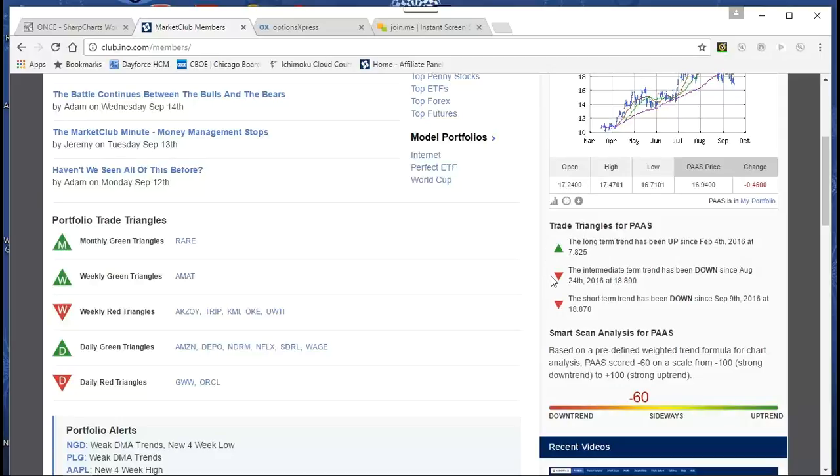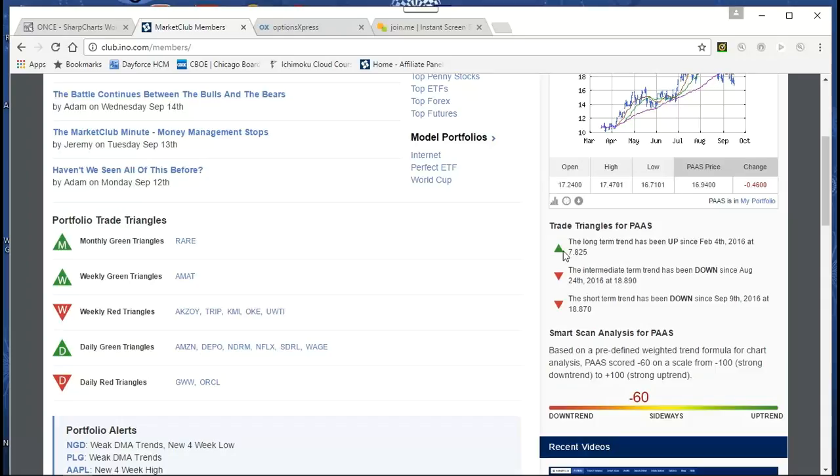So if people got into this stock back in February and bought it at around $7.82, and they stayed in it up until September, and then they got a sell signal, it probably would be wise for them to stay in if they were in it that long, because they got it at $7.82, and now it's at $18.87. So they're not really losing any money. As long as they have that long-term monthly trend, they can stay in the stock.